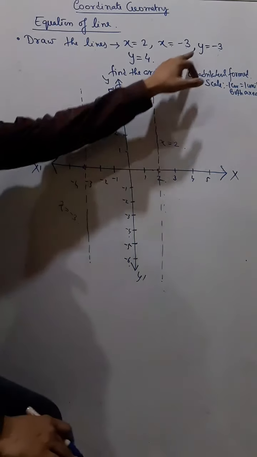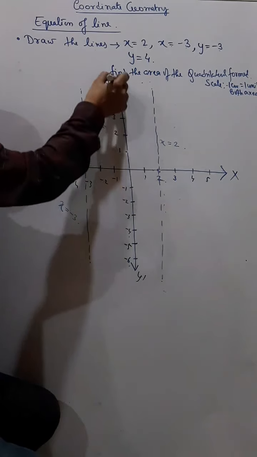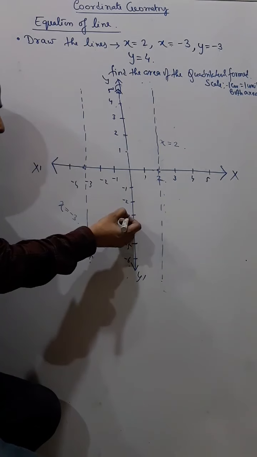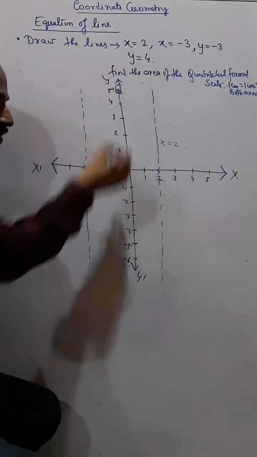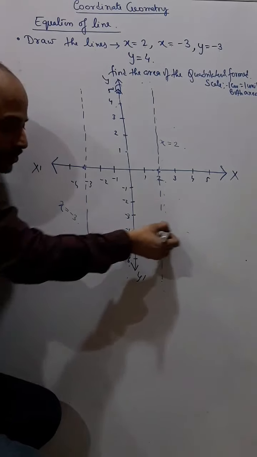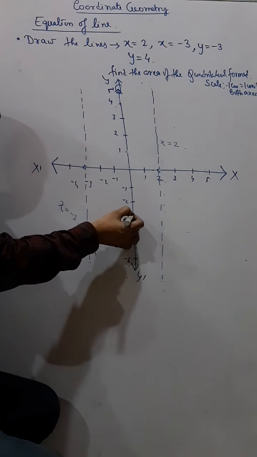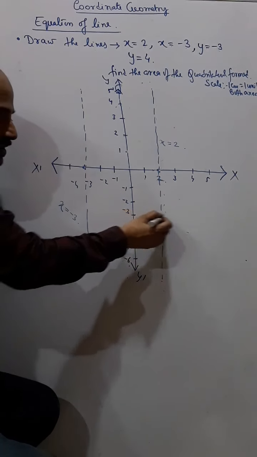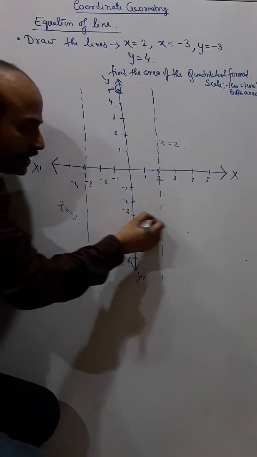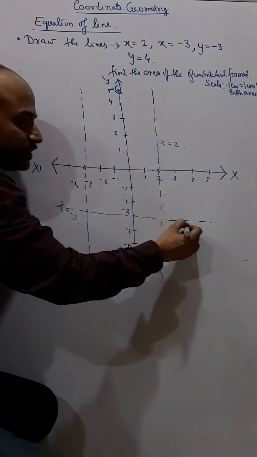And now they told y equals -3. Y equals -3 means, you see, this is y now. And the value of y, -3, is this point. When they say y equals something, then from the y-axis I will draw a line perpendicular. So on the y-axis, this is -3. So from this point I'll draw a line perpendicular.